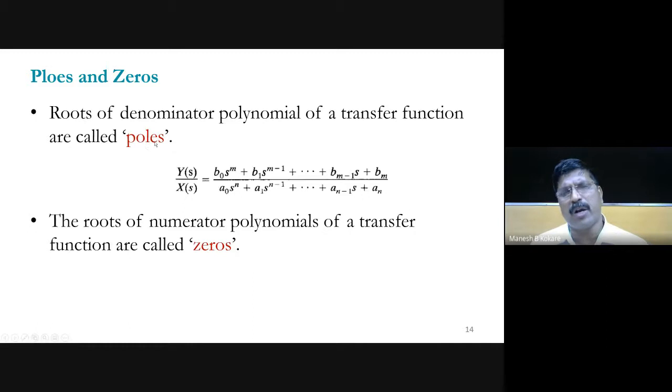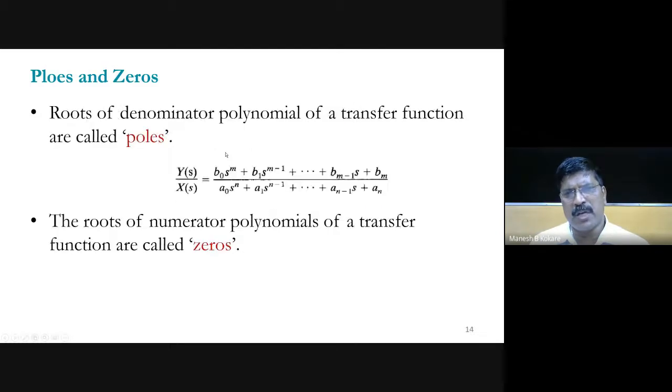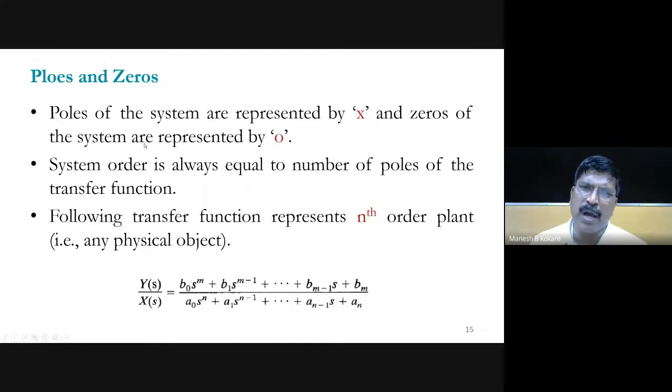Generally, the stability of a control system is determined by poles. Poles of the system are represented by a cross, and the zeros of the system are represented by a 0. The first thing we have studied is that a pole is nothing but a root of the denominator, and a zero is nothing but a root of the numerator. These poles are represented in the standard way by a cross mark, and the zeros by a 0.